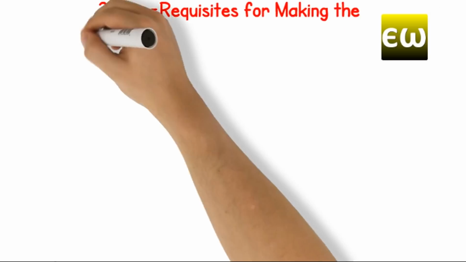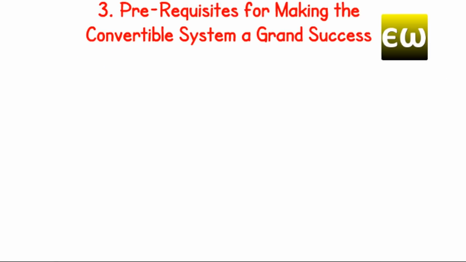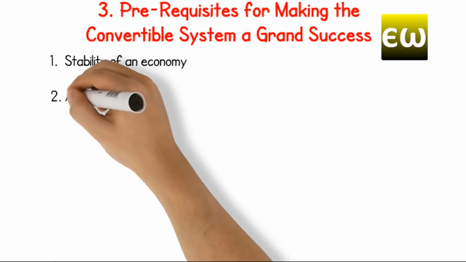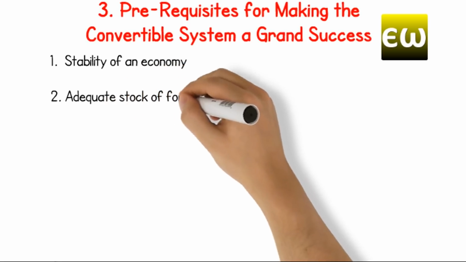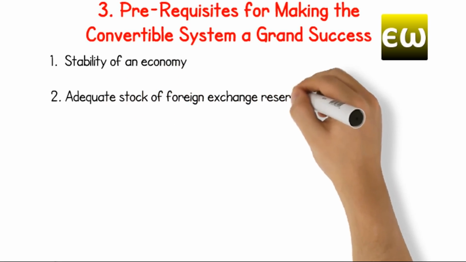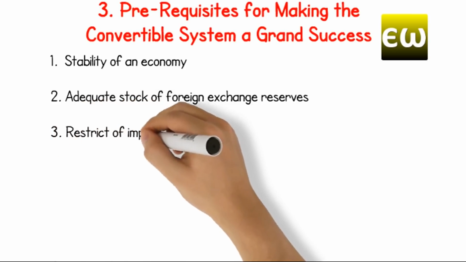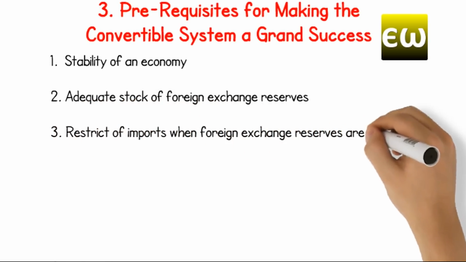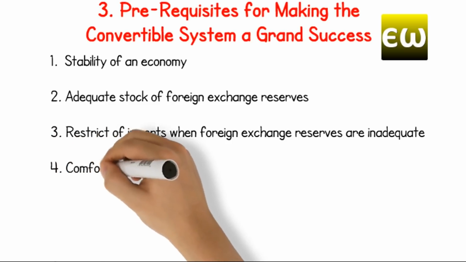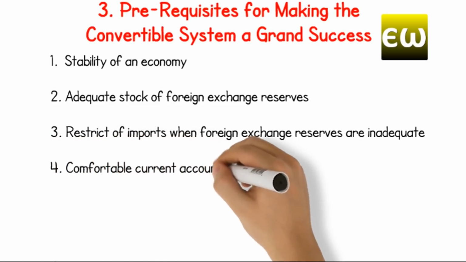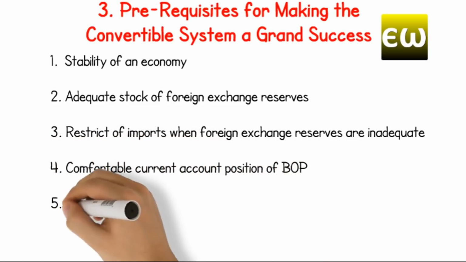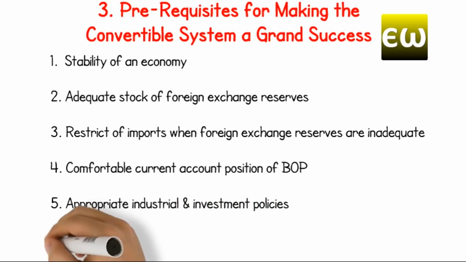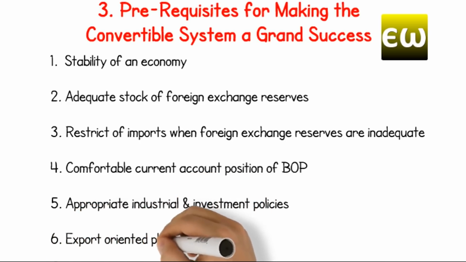Prerequisites for making the convertible system a grand success. 1. Stability of an economy. 2. Adequate stock of foreign exchange reserves. 3. Restrictive imports when foreign exchange reserves are inadequate. 4. Comfortable current account position of BOP. 5. Appropriate industrial and investment policies. 6. Export-oriented planning.